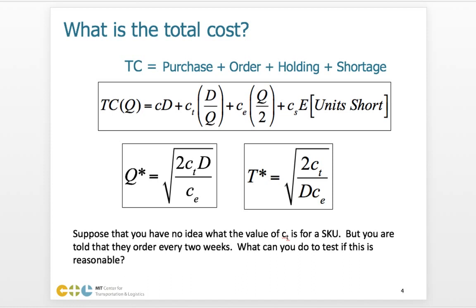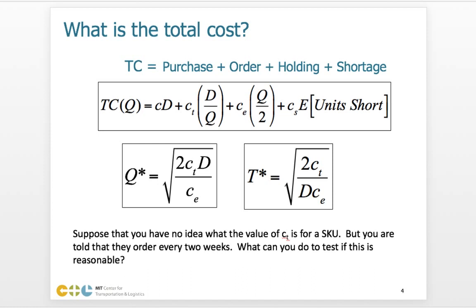So at the end of the day, you have this simple equation: Q star equals the square root of 2 C_T D over C_E, which is the V times the H, or the cost of the item times the holding cost rate. You should know this backwards and forwards. And then T star is simply the square root of 2 C_T over D C_E, and you can figure the relationship there by dividing. One is telling you how much to order. The T star is telling you how frequently to order. Once I know one, I know the other. I can't have two different ones. They are dependent on each other.